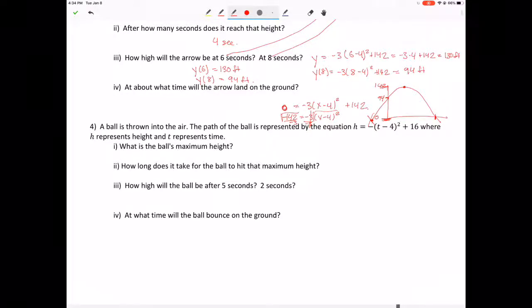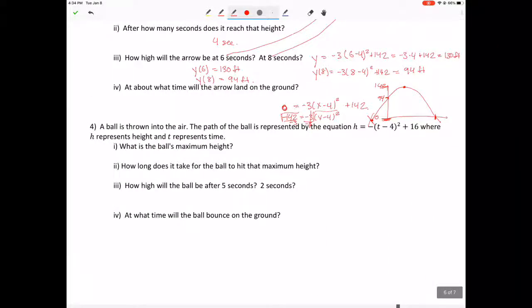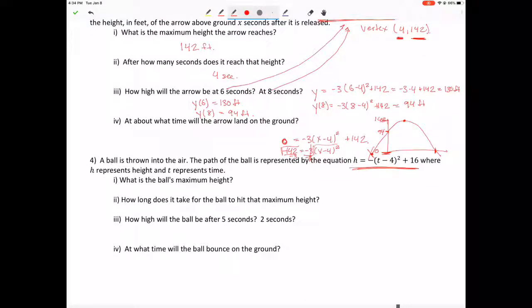Number 4. A ball is thrown into the air, and the path of the ball is represented by this equation. Here you would maybe want to graph it, which would be the easiest way to do it, but if not, we'll do it the long way. Where h is the height and t is time, what is the ball's maximum height?